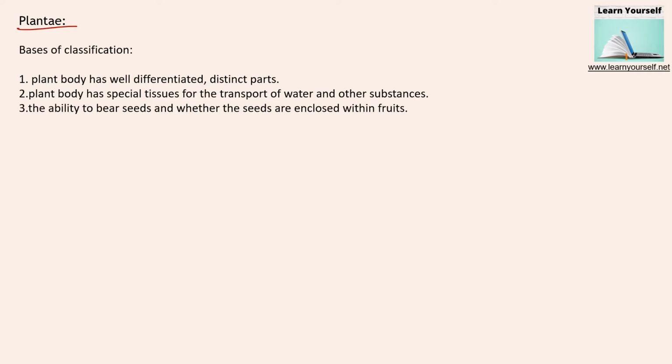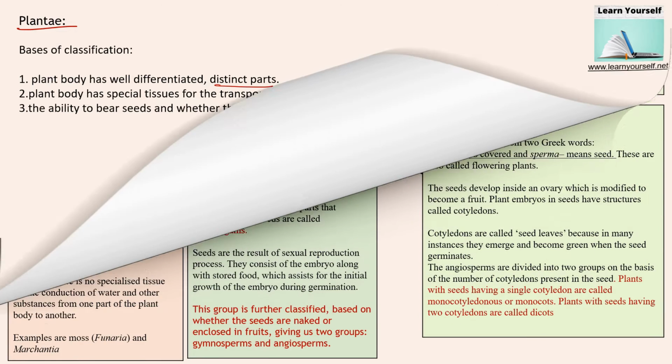So what were the bases of classification of this Plantae family? So first one is whether the plant body is well differentiated, with distinct parts or not. Second, whether the plant body has special tissue for transport of water and other substances or not. Then third one is the ability to bear seeds and whether the seeds are enclosed within fruits or not. So based on these three characteristics and criteria, we have bifurcated the Plantae family.